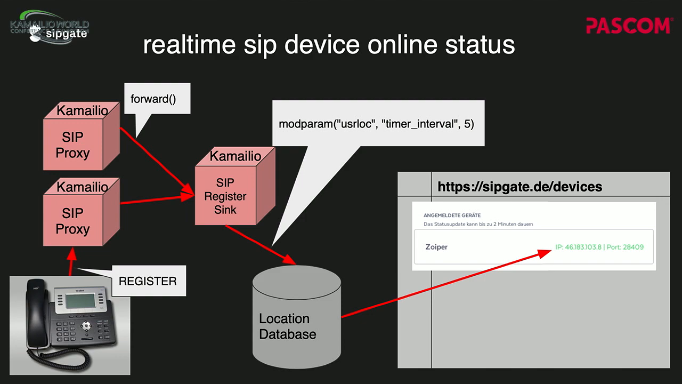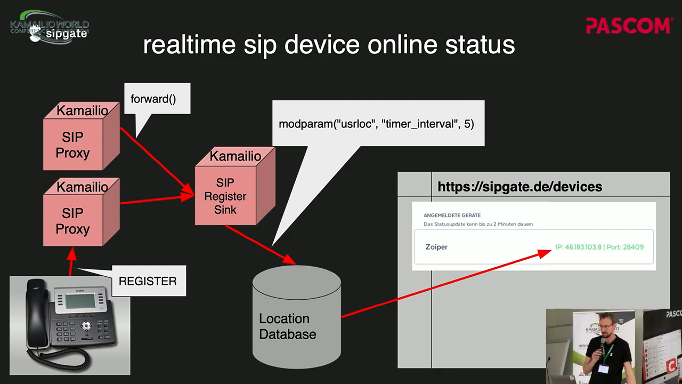One crazy thing is we have a real-time SIP online status, and since we don't want the proxies to write into the database and depend on the database being online, we just forward all those registers to a different system, which writes it into the database every 5 seconds. And so whenever you plug in your device and let it register, you see it on the website after a maximum of 5 seconds.